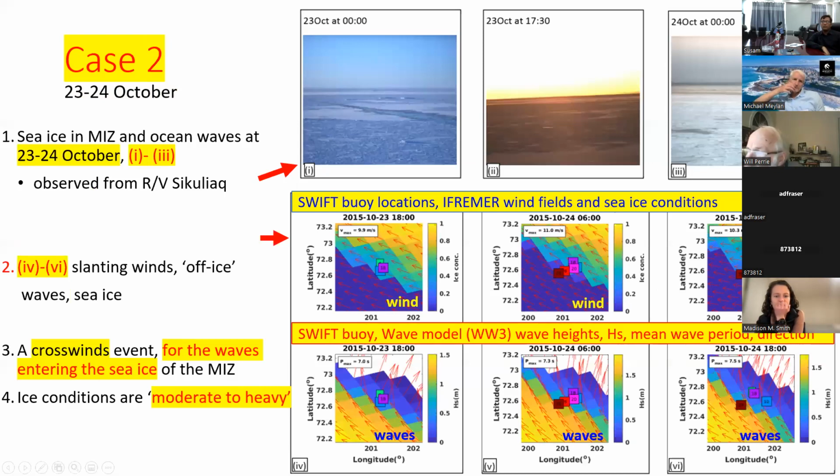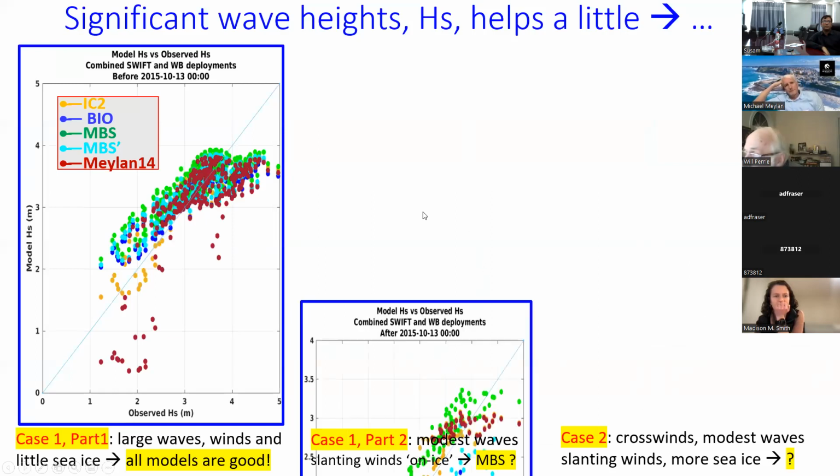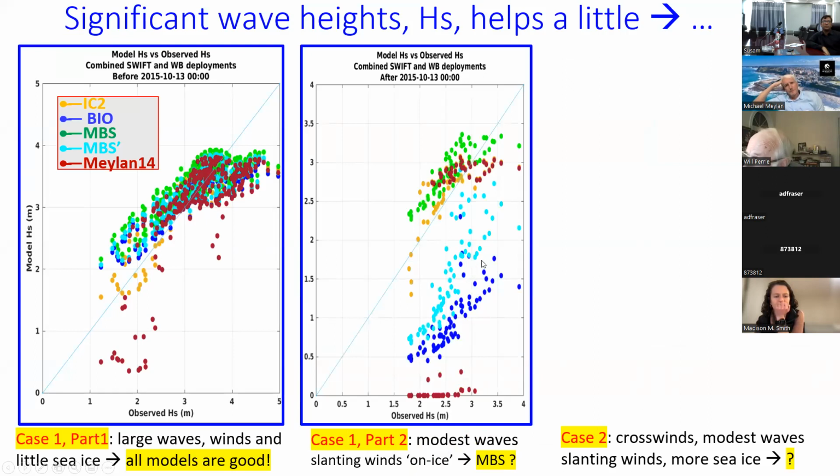How to differentiate the ice models. So the first case, you have high waves and all the models line up. You can't differentiate them. They all look about the same. They're all doing well compared to the observed buoys. Towards the end of that case, there's attenuation going on, and the models separate out. So the difference between the BIO model, these deep blue dots, and MBS prime, and then green is MBS, and Mayan 14 is this one, sort of almost flat. And then Mayan 14 drops down to the bottom at this point.